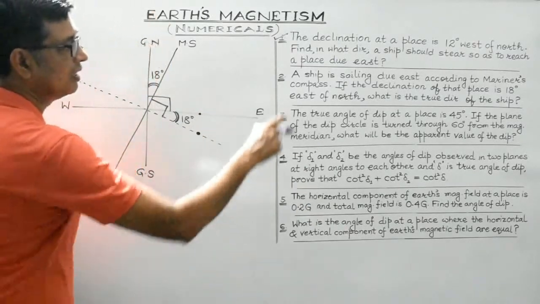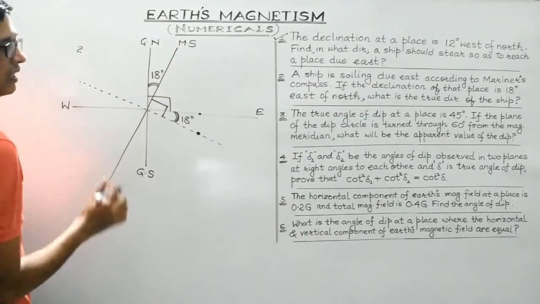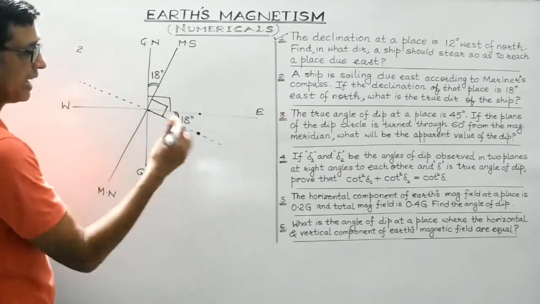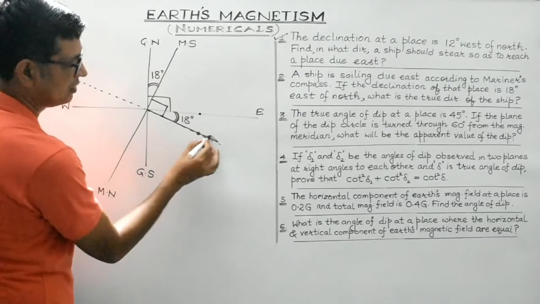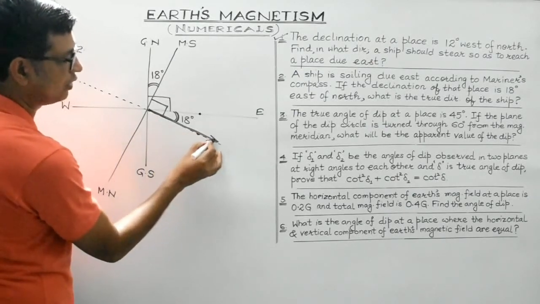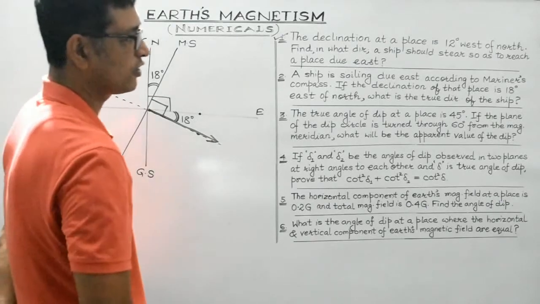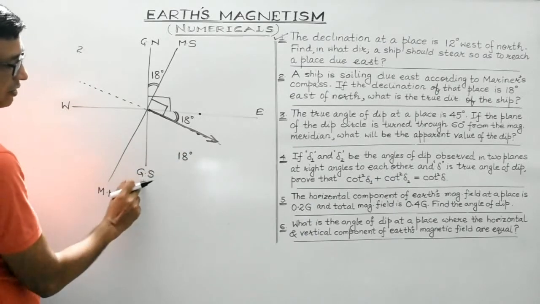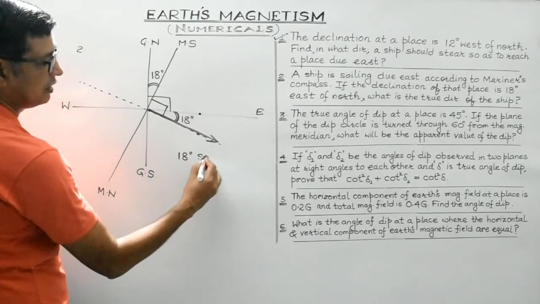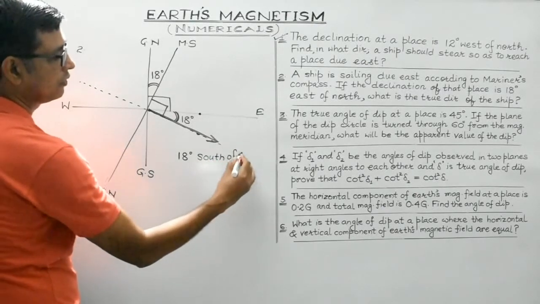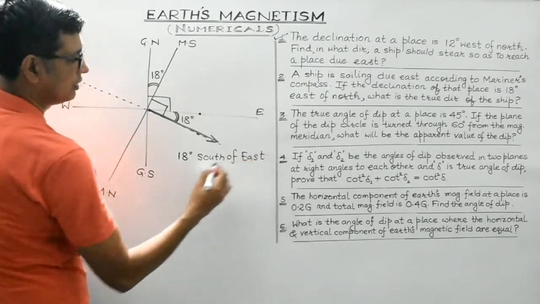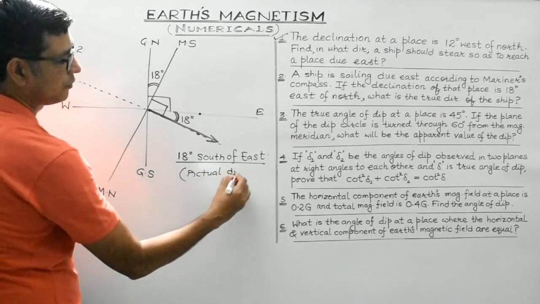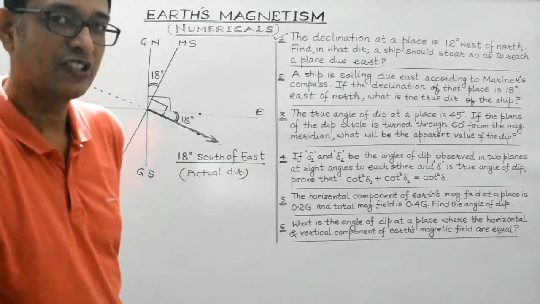So what it means is that if the ship is sailing due east as per the Marinus compass, it is sailing due east, but actually it should be along this direction. Actually, the ship must be moving along this direction. So the actual, true direction of the ship is 18 degree south of east. This is the actual direction in which the ship is moving.